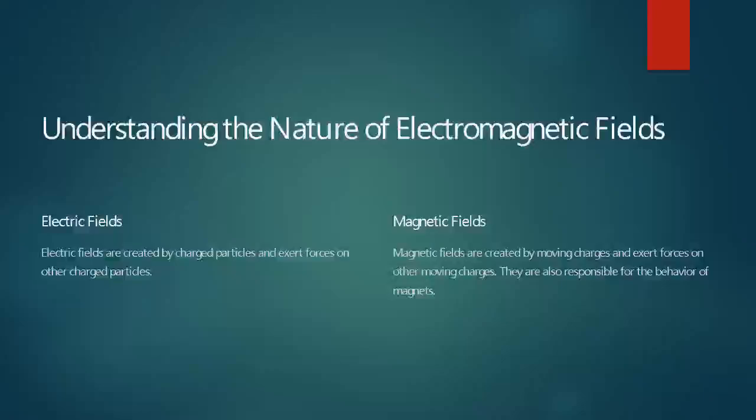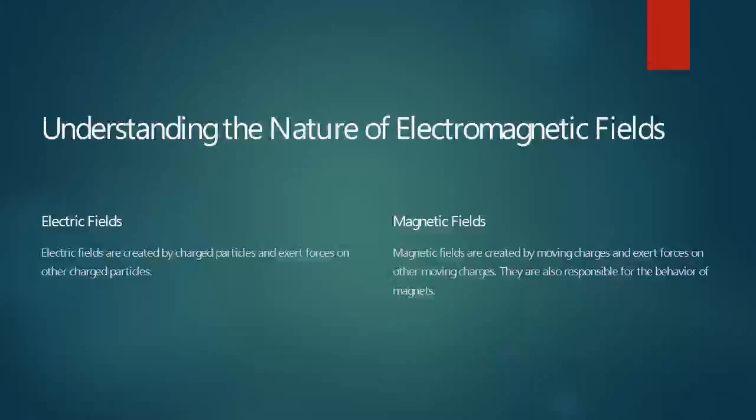Understanding the nature of electromagnetic fields. There are two types, electric fields and magnetic fields. Electric fields are created by charged particles and exert forces on other charged particles.